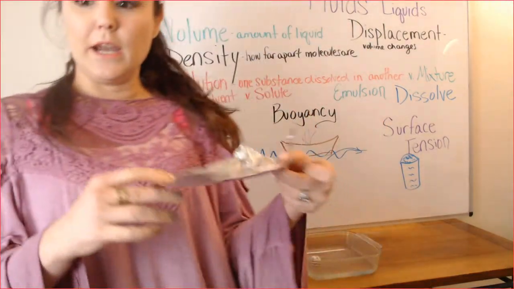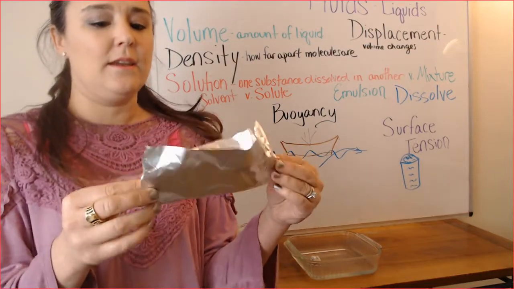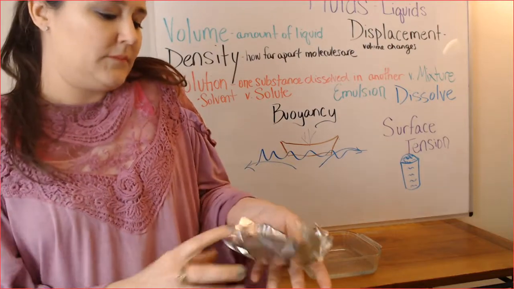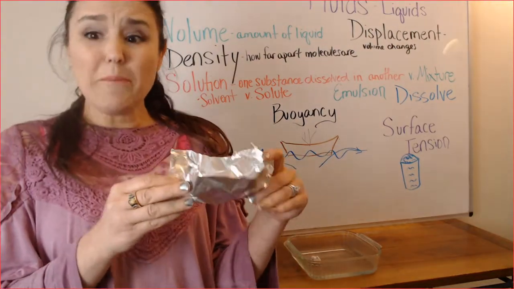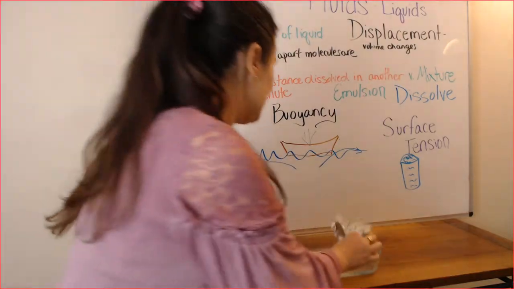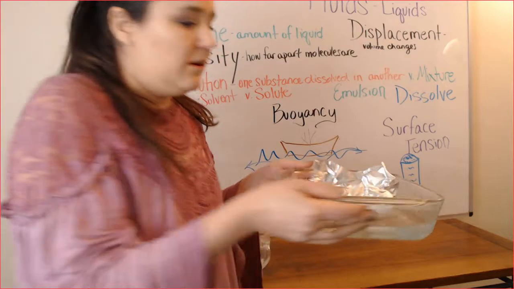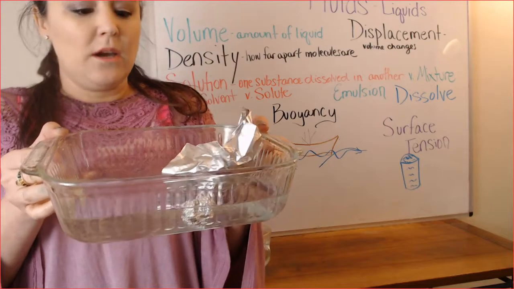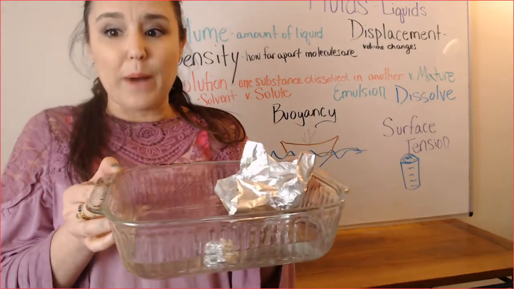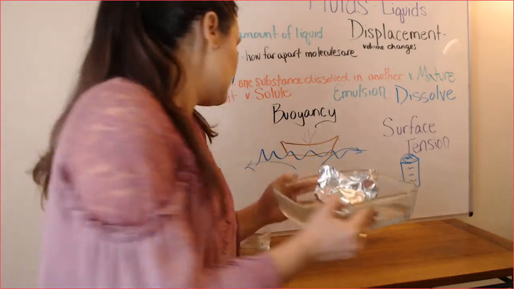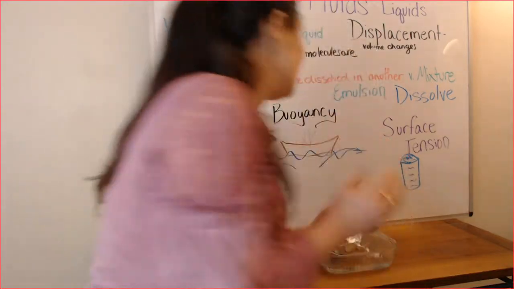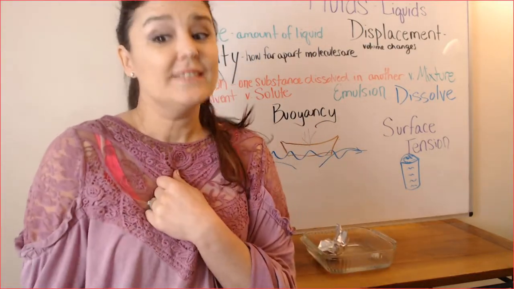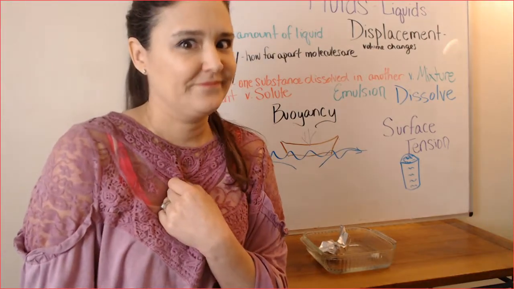Now, if I take my handy dandy piece of tinfoil like this, and I make it into a boat with a wide bottom, because we know boats float, even though metal is super dense, right? And I set it carefully on the top, it will float on top of the water because the amount of water that is displaced by the wider bottom makes your boat float. Now, we are going to do a super fun project with displacement. You ready? Let's do it.